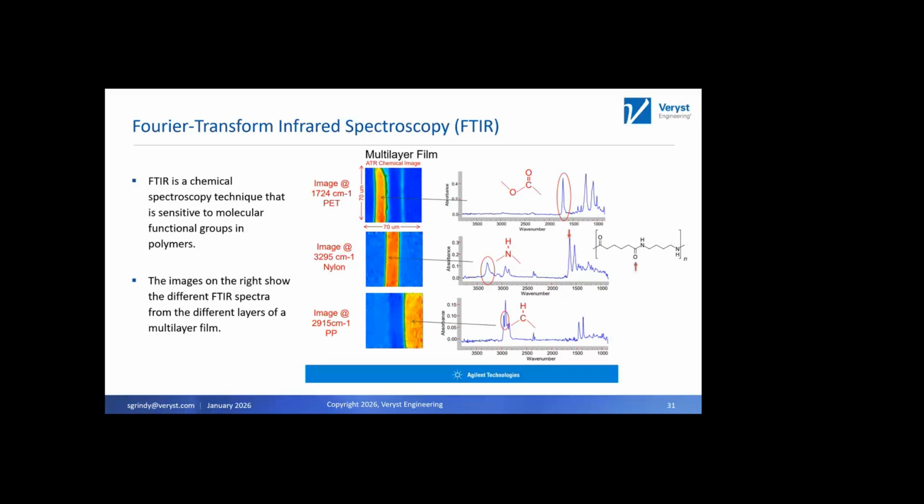One thing I like pointing out here is that this middle layer they've identified as nylon. It also has a carbon double bonded to an oxygen, but at a slightly different wave number than the carbon double bonded to an oxygen here in the PET. That's because it's not just the functional group; it's also the surrounding environment that helps determine the specific wave number where the absorbance band appears.